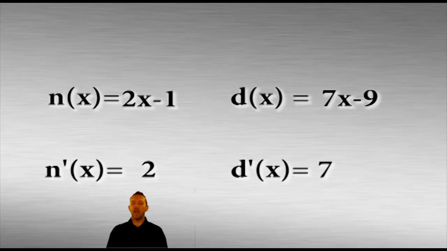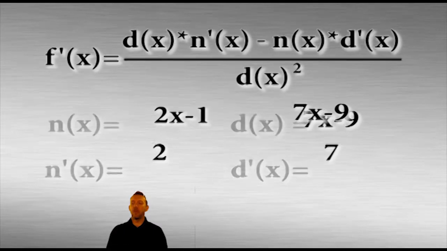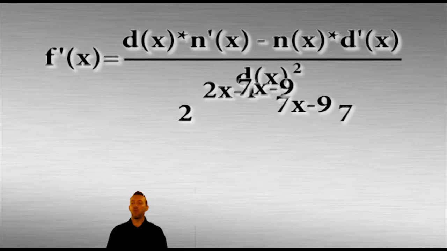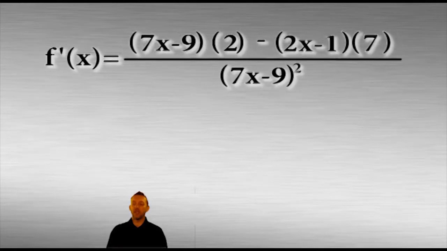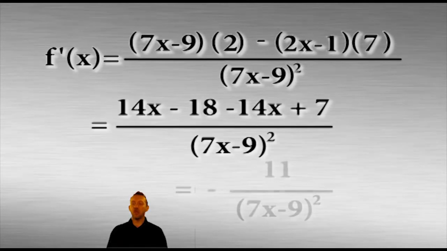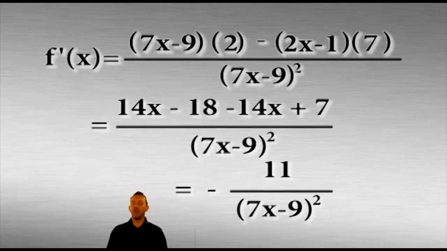Next, we take n prime, d, and d prime back to our definition for the derivative of f of x using the quotient rule. So in this example, we'll end up with 7x minus 9 times 2 minus 2x minus 1 times 7, all over 7x minus 9 squared. As usual, we'll simplify our expression, and we'll end up with negative 11 over 7x minus 9 squared.